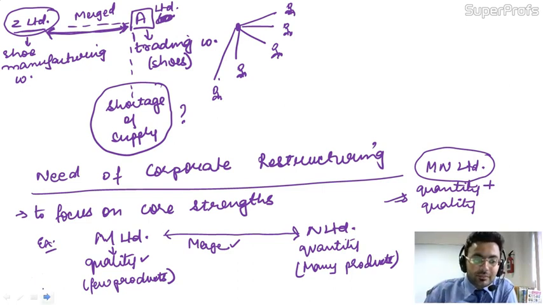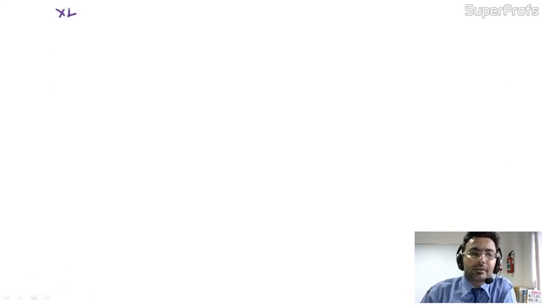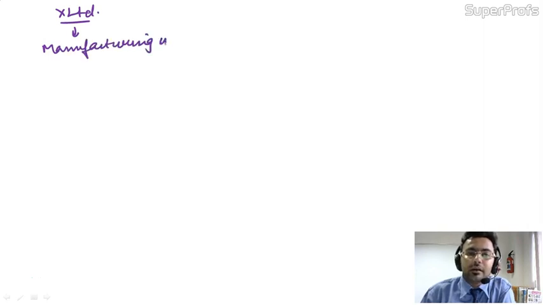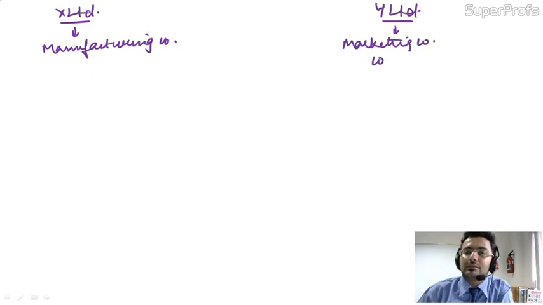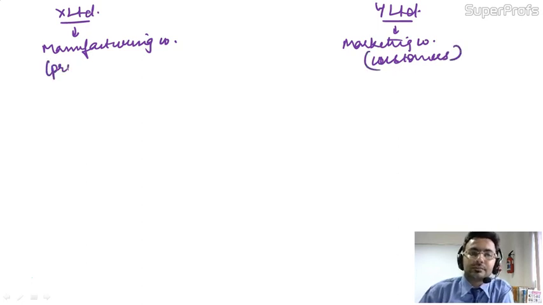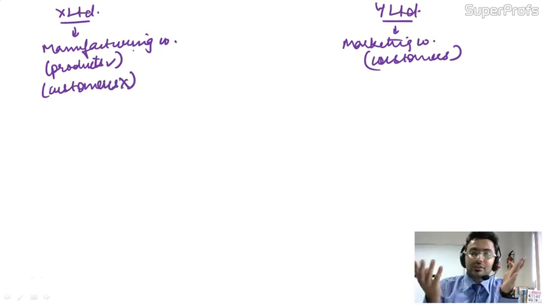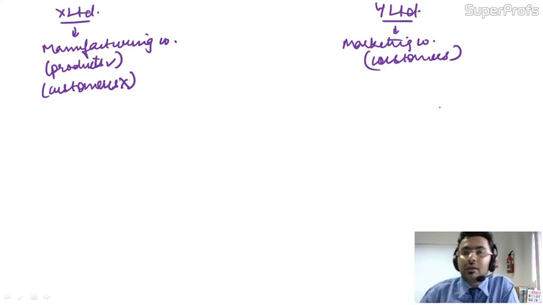Okay, so let me take another example. X Limited is a manufacturing company. And there is one more company, Y Limited, which is basically a marketing company. It has lots of customers. X Limited has products, but it does not have customers. Being a manufacturing unit, they don't know how to approach customers. Y Limited has customers, but they do not have any products.